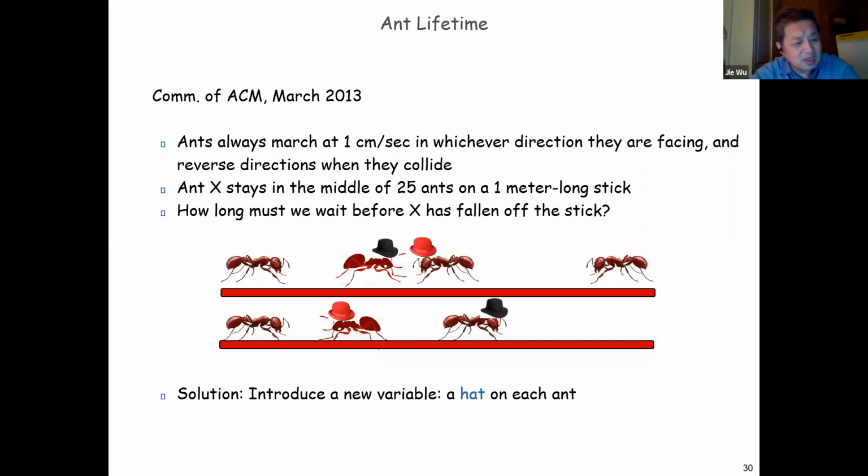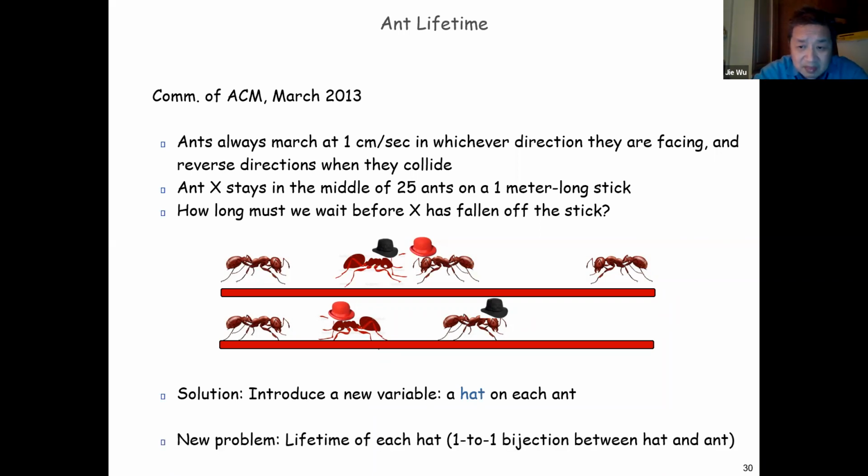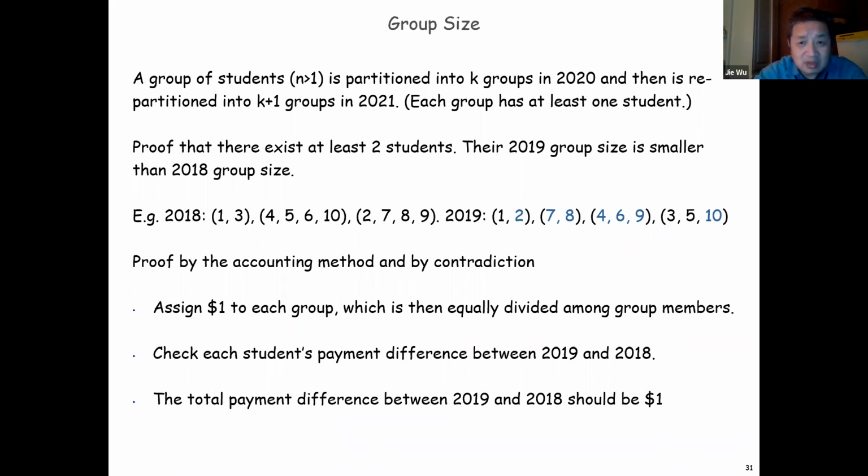Okay, I think with this, we finish this. Again, this is a very special problem, about how you come up with a solution, how you prove it, and how you do some mathematical calculations. Next, I will tell you another problem. Maybe I can give it to you now, but you can think about it. The key is that you establish that the lifetime of a hat is a one-to-one bijection between hat and ant.